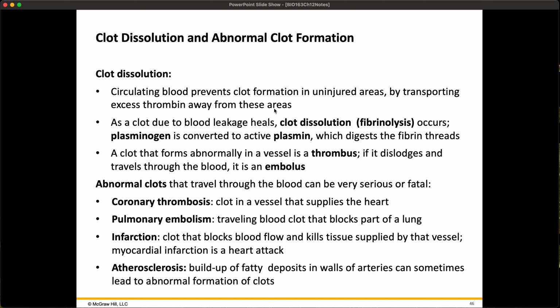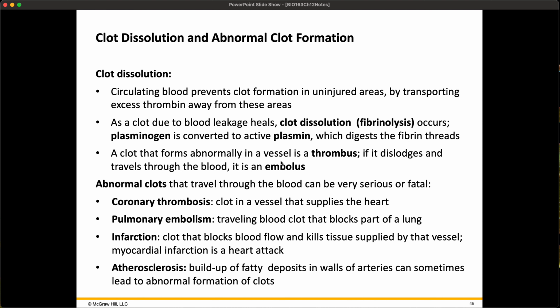That's one of the nice things about having this constant circulating blood, and even in a wounded area, there is still some blood circulation happening to make sure that there's not excess clotting, or clotting forming in unnecessary areas. As a clot due to blood leakage heals, clot dissolution, this fibrinolysis, occurs. During fibrinolysis, the breaking up of the fibrin, plasminogen is converted to plasmin, and plasmin is what's going to digest those fibrin threads.